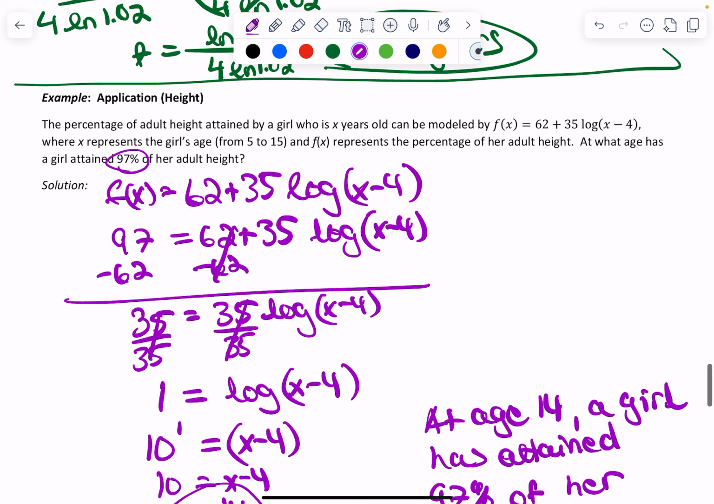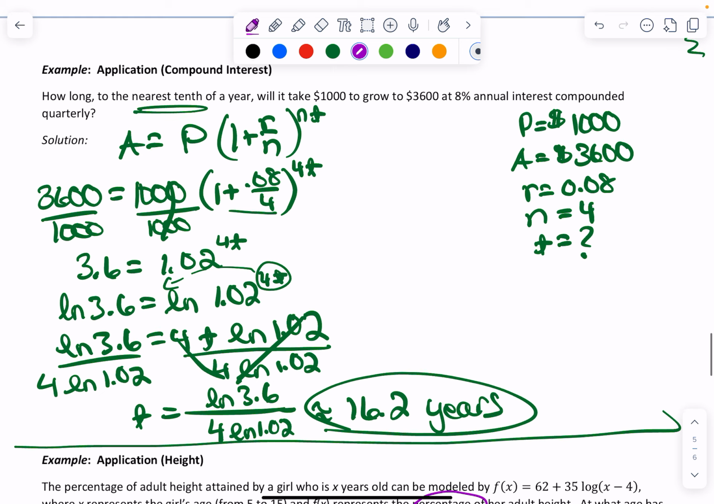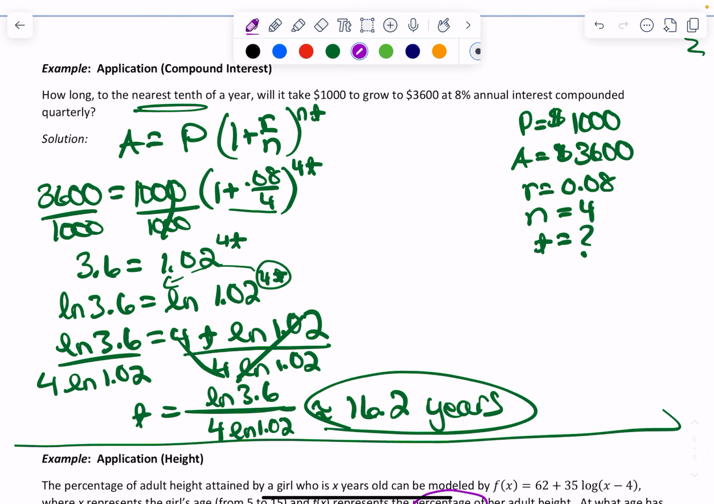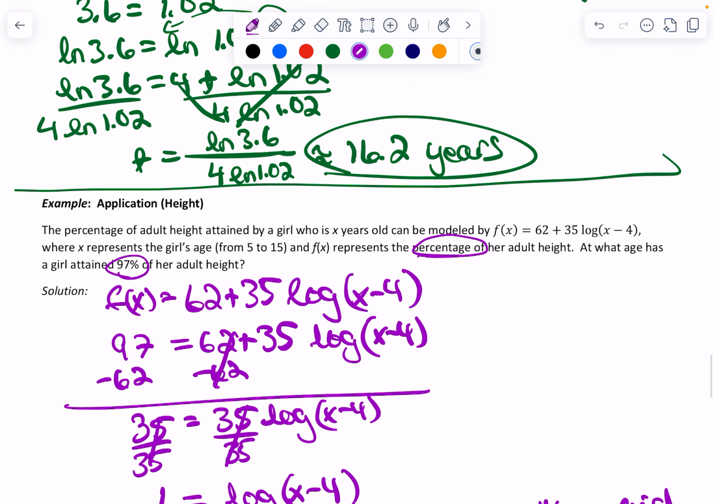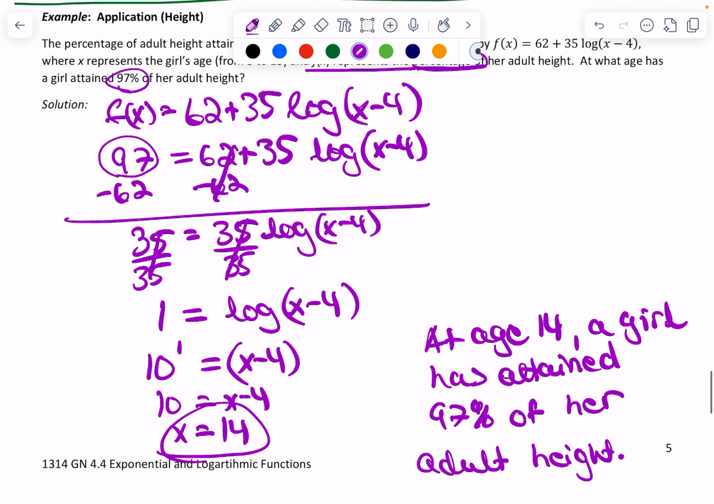So what I was going to say is that normally, like in the compound interest example, we converted the percent to decimals. But this right here says f of x represents a percentage of her adult height. That is why we're using the 97 percent here, because it says it right there, instead of converting it to a decimal like we often do.